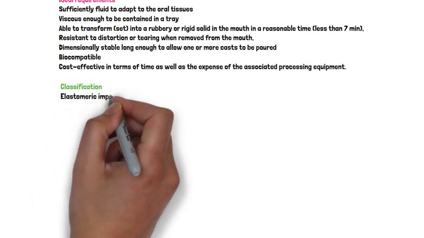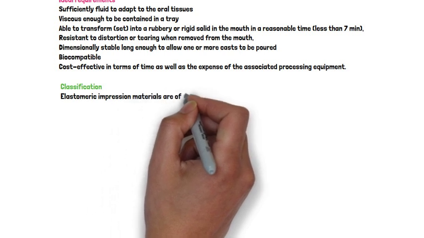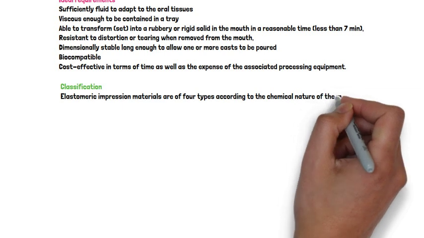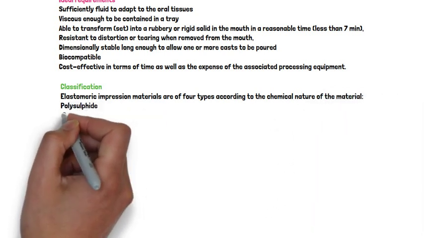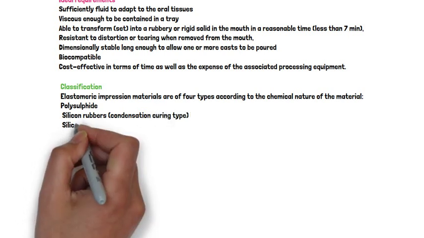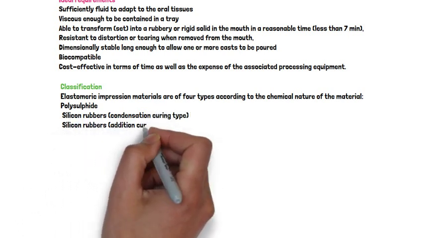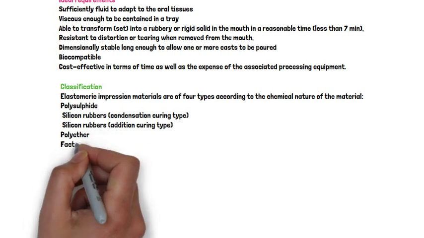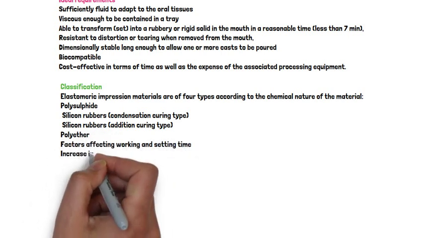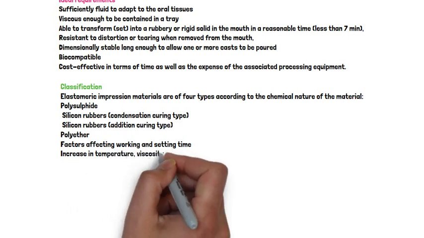Classification. Elastomeric impression materials are of 4 types according to the chemical nature of the material: polysulfide, silicone rubbers, condensation curing type, silicone rubbers, addition curing type, and polyether. Factors affecting working and setting time: an increase in temperature, viscosity and humidity decreases working and setting time.